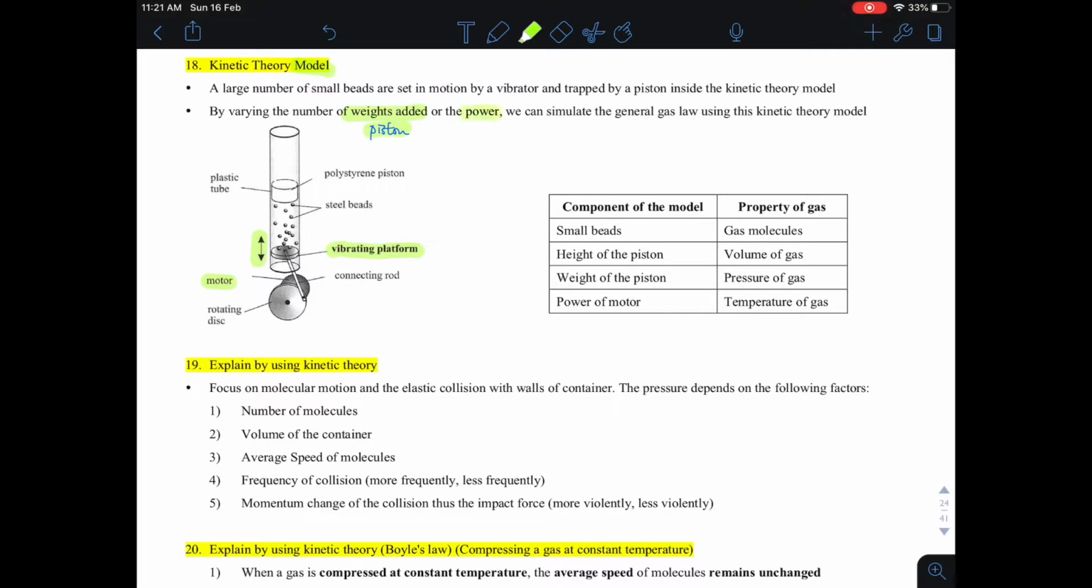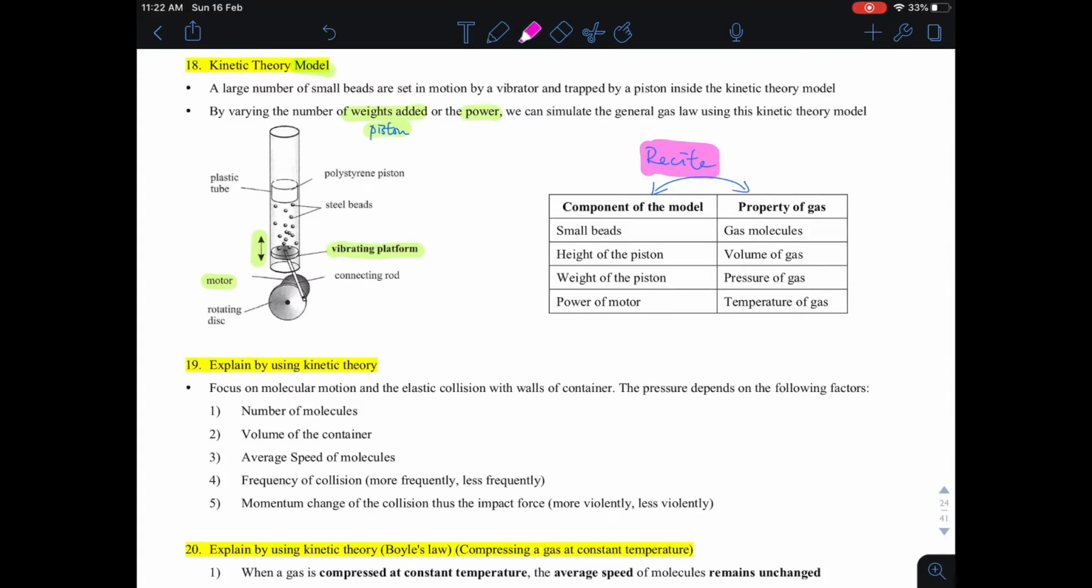or the power of the motor, we can simulate the change of the general gas law, and we have to somehow recite it. It need not be word for word because it is not an explanation question, but at least you have to know what is represented by the different things in this model.